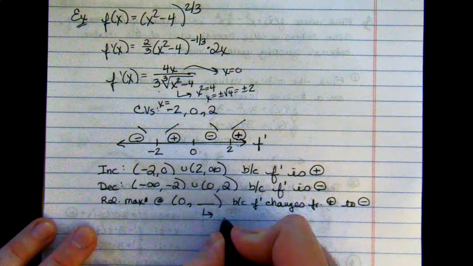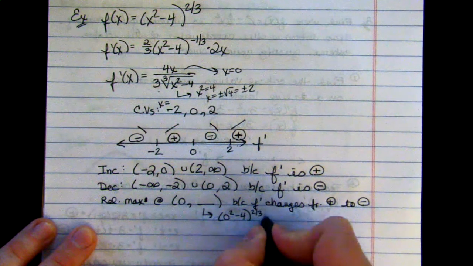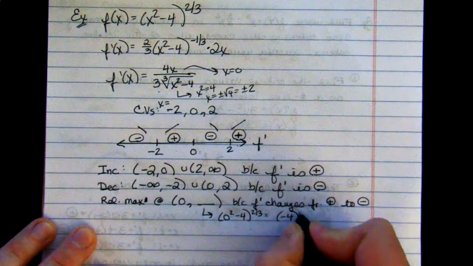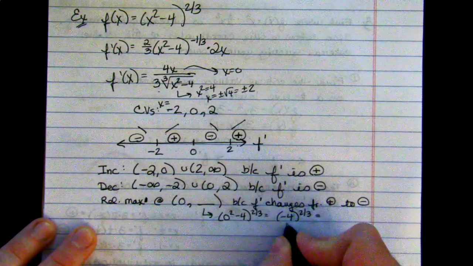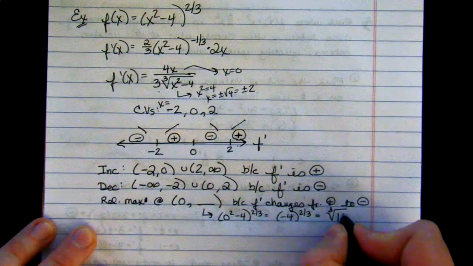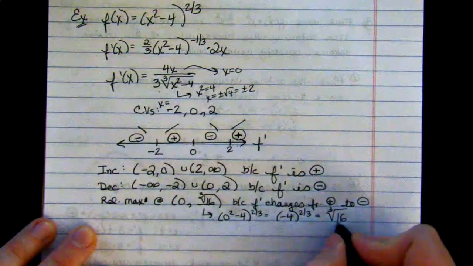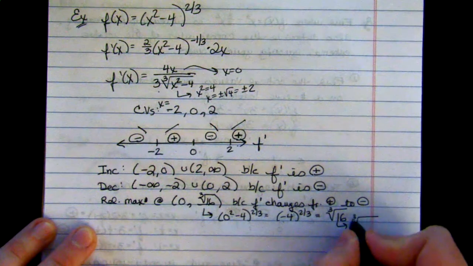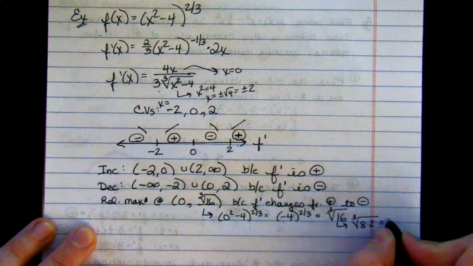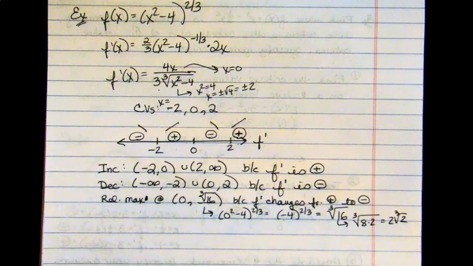As for the y coordinate, I'm going to go back to the original: 0 squared minus 4 to the 2/3, negative 4 to the 2/3. Oh, this isn't going to be great. I might as well square that negative 4 and get 16, cube root of 16, which would be fine. If you feel like simplifying it, you could say cube root of 8 times 2, 2 times the cube root of 2. That would also work, but I'm fine with cube root of 16.